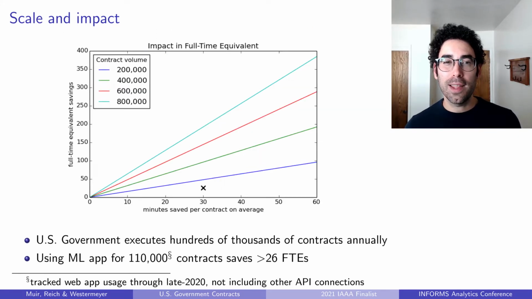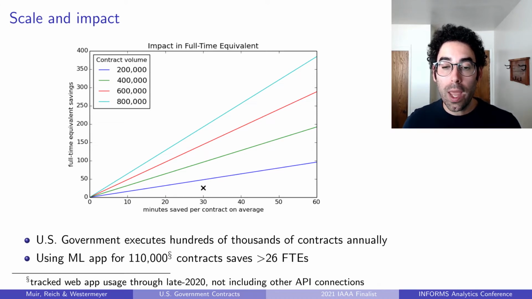Part of the reason that the impact of our application is so significant is due to the scale. The U.S. government executes hundreds of thousands of contracts annually, and in fact has averaged 860,000 contracts or so over the past 5 years. What you see in this figure is the relationship between how much time on average is saved per contract by using our application, and the savings that results from that, measured in full-time equivalents of personnel saved.